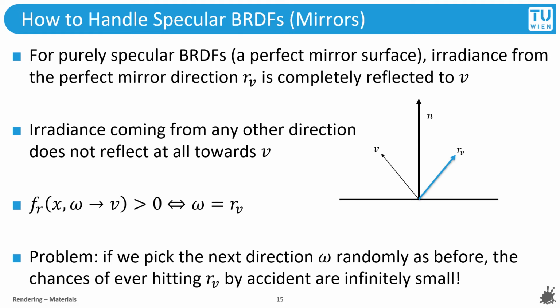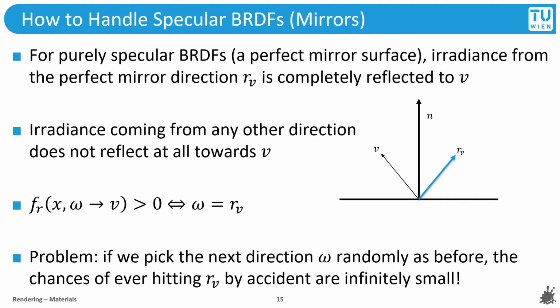This distribution is simple enough, but it leaves us with a problem. We cannot sample it like we did for the diffuse BRDF. If we have a given V, then we cannot simply use uniform or even cosine weighted hemisphere sampling or something similar, because the chances that we will hit the exact mirror direction of V are infinitely small. If we want to get reasonable results, we actually have to use a special method for sampling the specular BRDF.